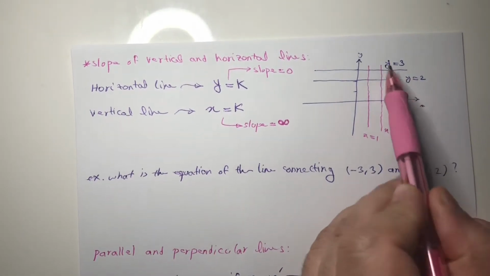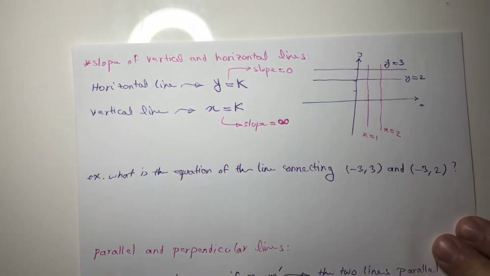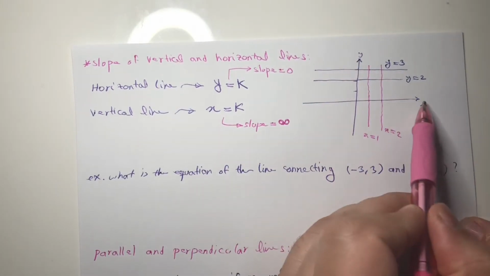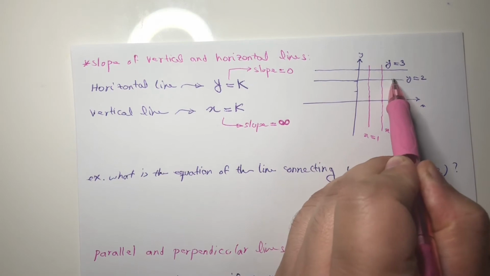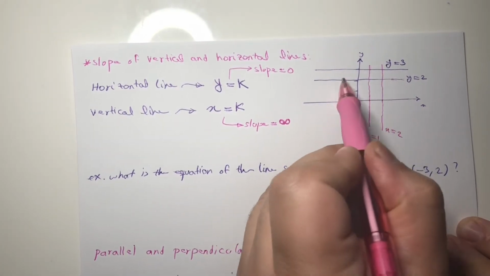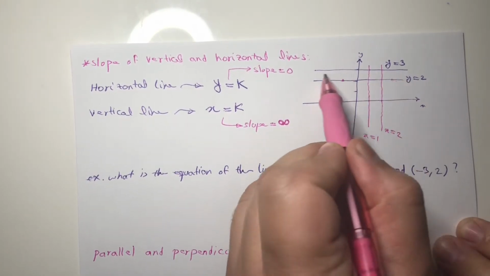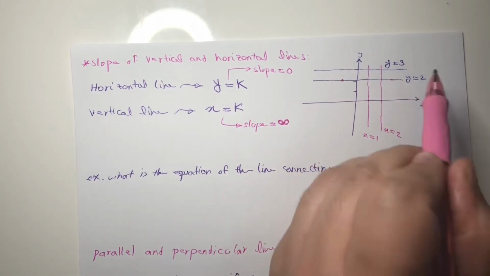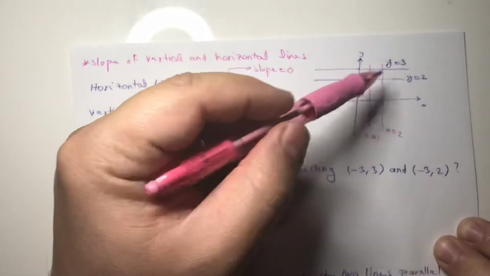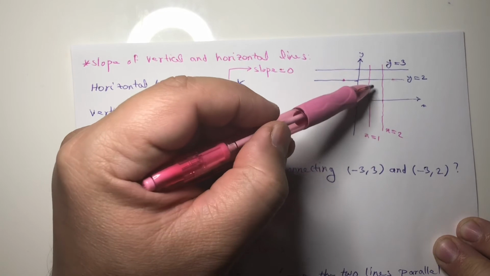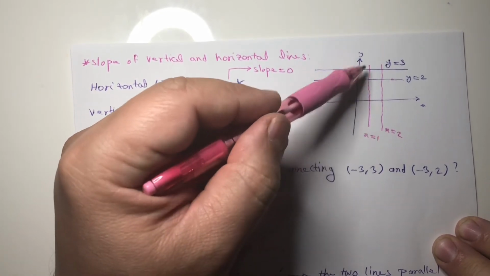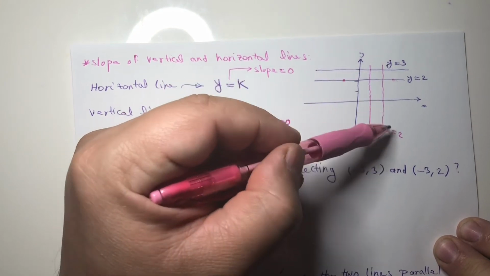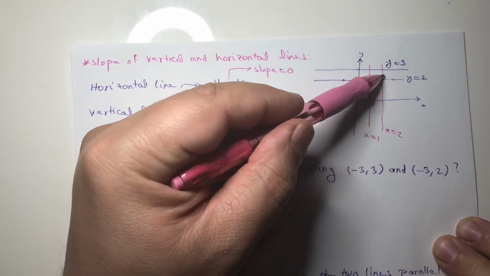So if you look here, this is our coordinate system, y-axis, x-axis. If you look at this line, any point on this line that you choose, y equals 2, right? So this line is represented by the equation y equals 2. But if you look at the vertical lines, for any point on these vertical lines that you choose, x is a constant number. For example, on this one, x is 1. On this line, x is 2.